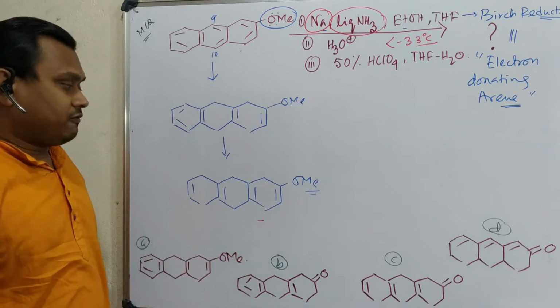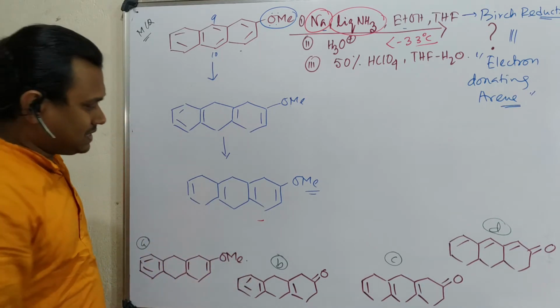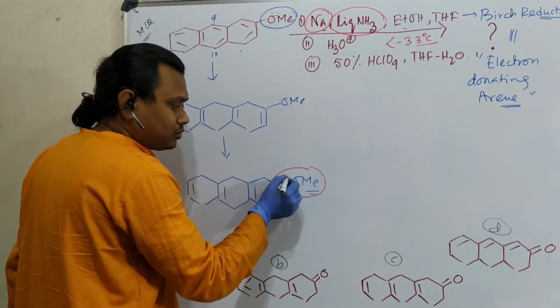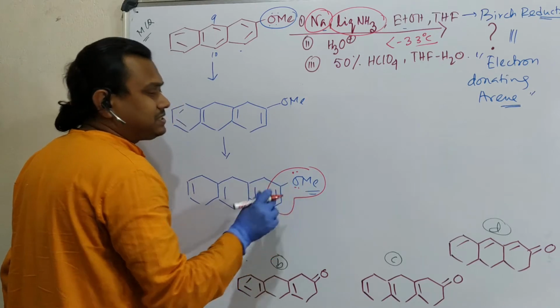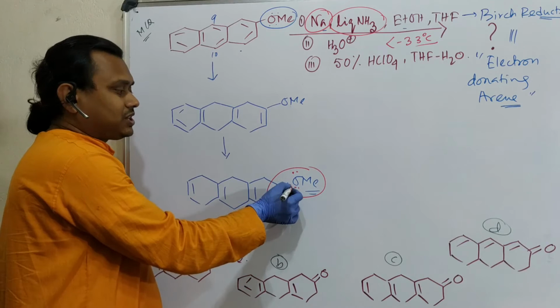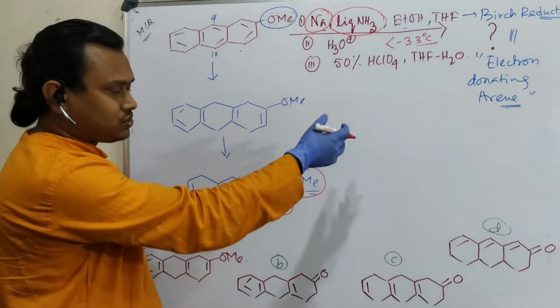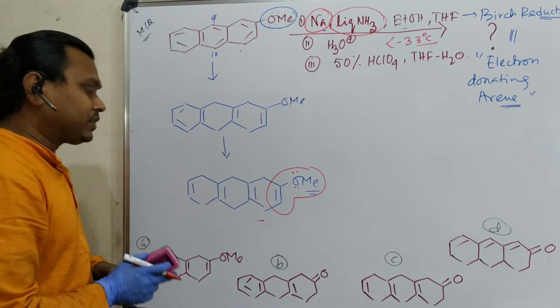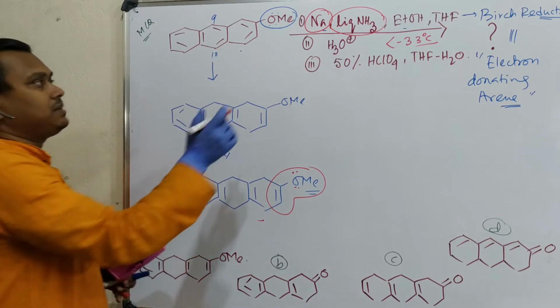Now the question: is further reduction possible? Obviously not. See, these double bonds are isolated, and this one you can say is conjugated, but it's conjugated with an electron rich group, so it is reluctant to take any electron. And we know in Birch reduction this OMe is not reduced. I showed at the beginning the product of Birch reduction of phenyl methyl ether. So this is up to step 1.